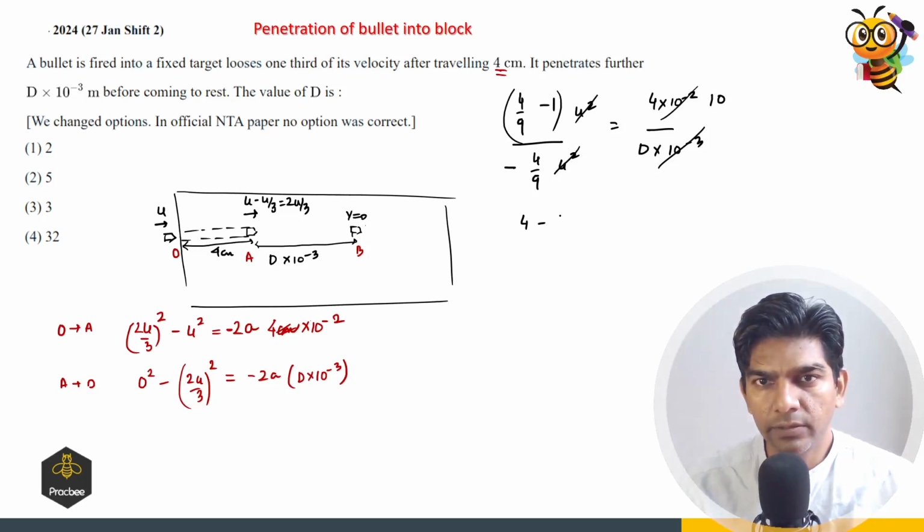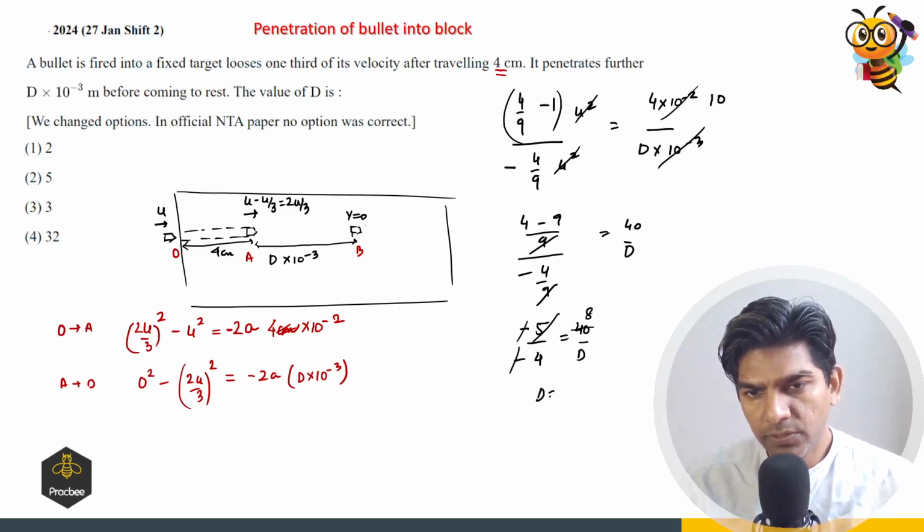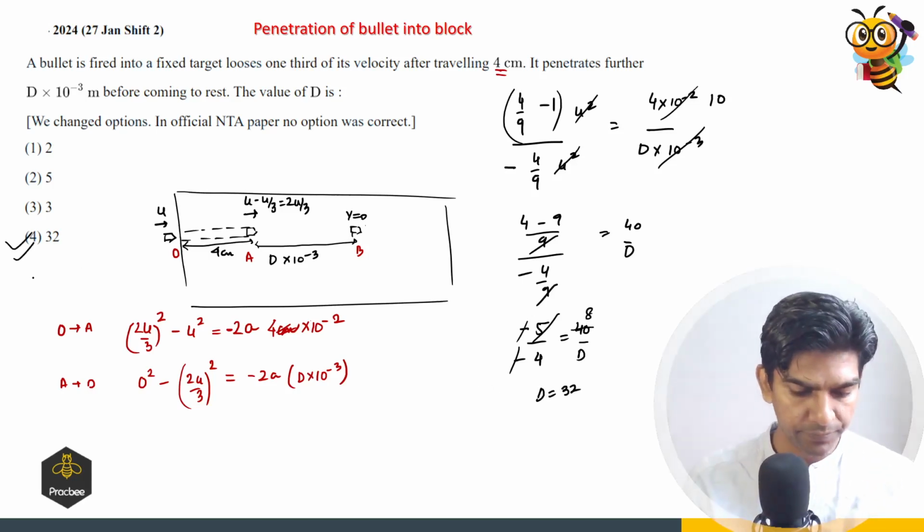So (4 minus 9)/9 divided by minus 4/9. So 9 will get cancelled out. So 40 by d. So it will be minus 5 upon minus 4 equals 40 by d. So this will give us 8. So d comes out to be 32. So option 4 is the right answer.